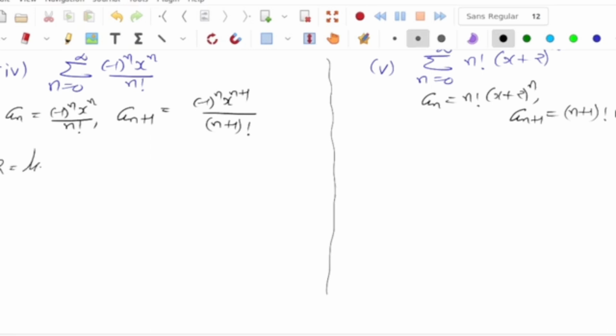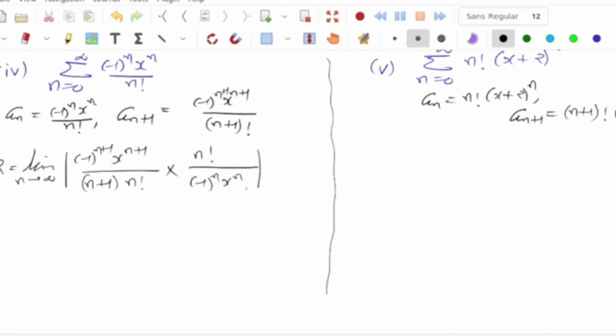So here r is the limit as n tends to infinity of the absolute value of a_(n+1) divided by a_n, which is (-1)^(n+1) x^(n+1) / ((n+1) n!) divided by (-1)^n x^n / n!. Right. So you can cancel out x^n, and you can cancel out n!. So this is equal to the limit as n tends to infinity of the absolute value of x / (n+1), and this is equal to 0. And 0 is less than 1 always. So here the limit is independent of x.